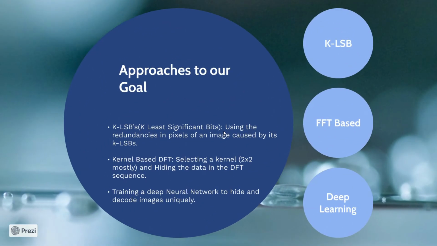So to achieve the two goals of our project, we have three approaches. The first one is KLSB, the second one is based on FFT, and the third one is based on convolutional neural networks. Based on the approach, we choose which type of approach is necessary for implementation of a project for hiding an image inside another image. We'll discuss it after we go through all these approaches and see the results of all these approaches, and then it will make sense to choose the approach.